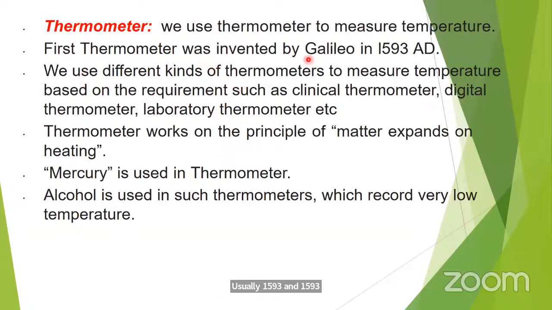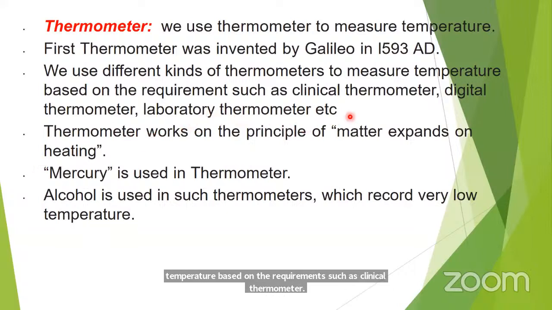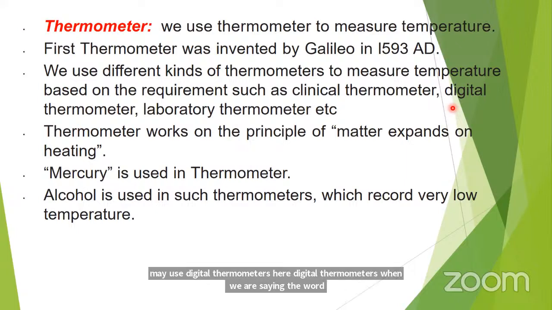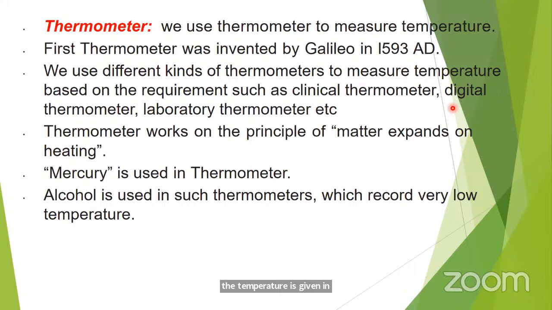We use different kinds of thermometers to measure the temperature based on the requirements such as clinical thermometer, digital thermometer, laboratory thermometer, etc. అంటే మనకు అవసరానికి అనుగుణంగా వేరు థెర్మామీటర్లని వాడతాం. ఈ థెర్మామీటర్ని లాబొరేటరీలో వాడవలసిన అవసరం ఉండదు. చెప్పండి చూద్దాం ఏ థెర్మామీటర్ అక్కడ లాబొరేటరీలో అవసరం ఉండండి. లాబొరేటరీలో యూజువల్గా we use laboratory thermometers. We may use digital thermometers. Here, digital thermometers, when we are saying the word, the temperature is given in digits, numbers. That is numbers we see.